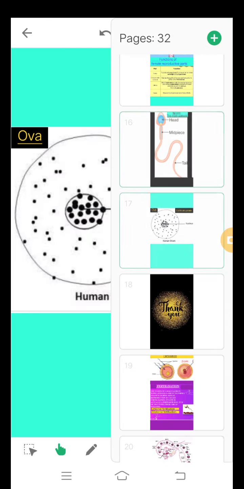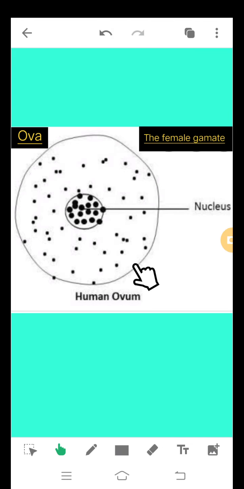Similarly, the female gamete, which is called ova, is a round-shaped structure which is also called an egg or ova. This is the female gamete. So these are the two gametes.